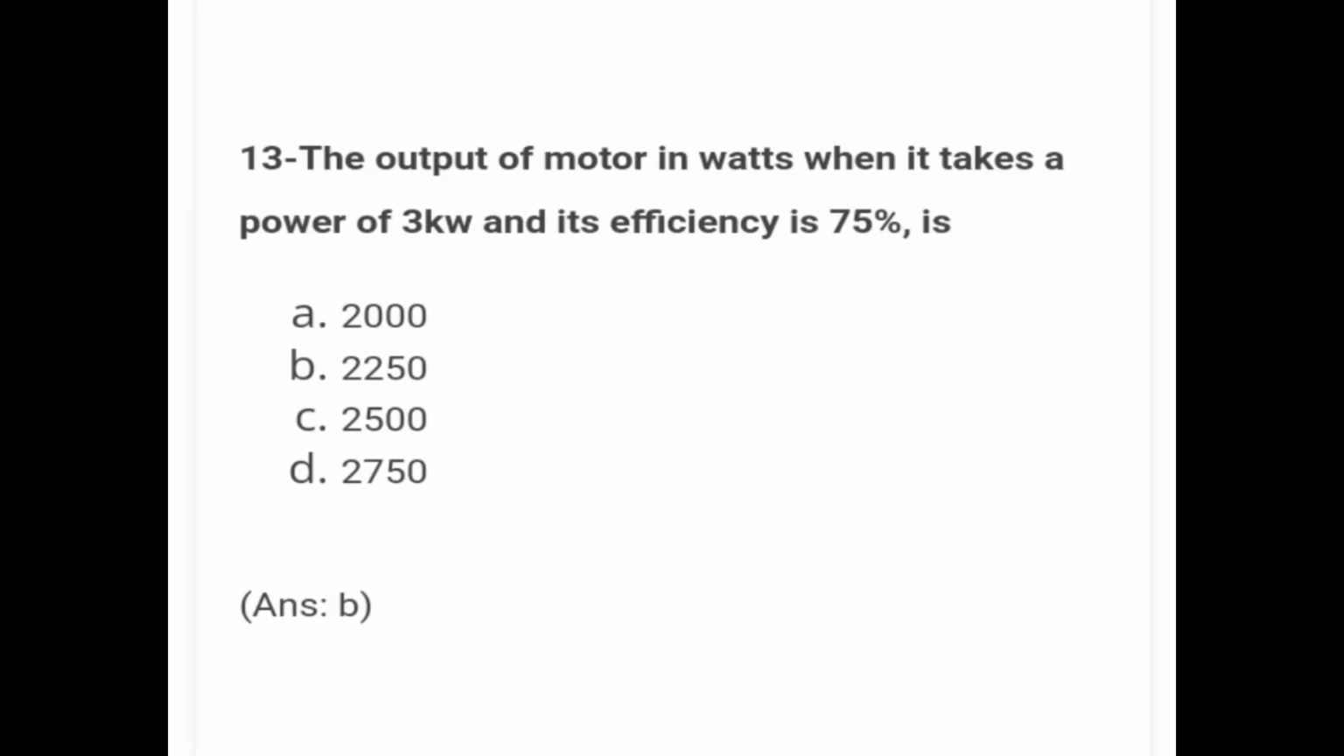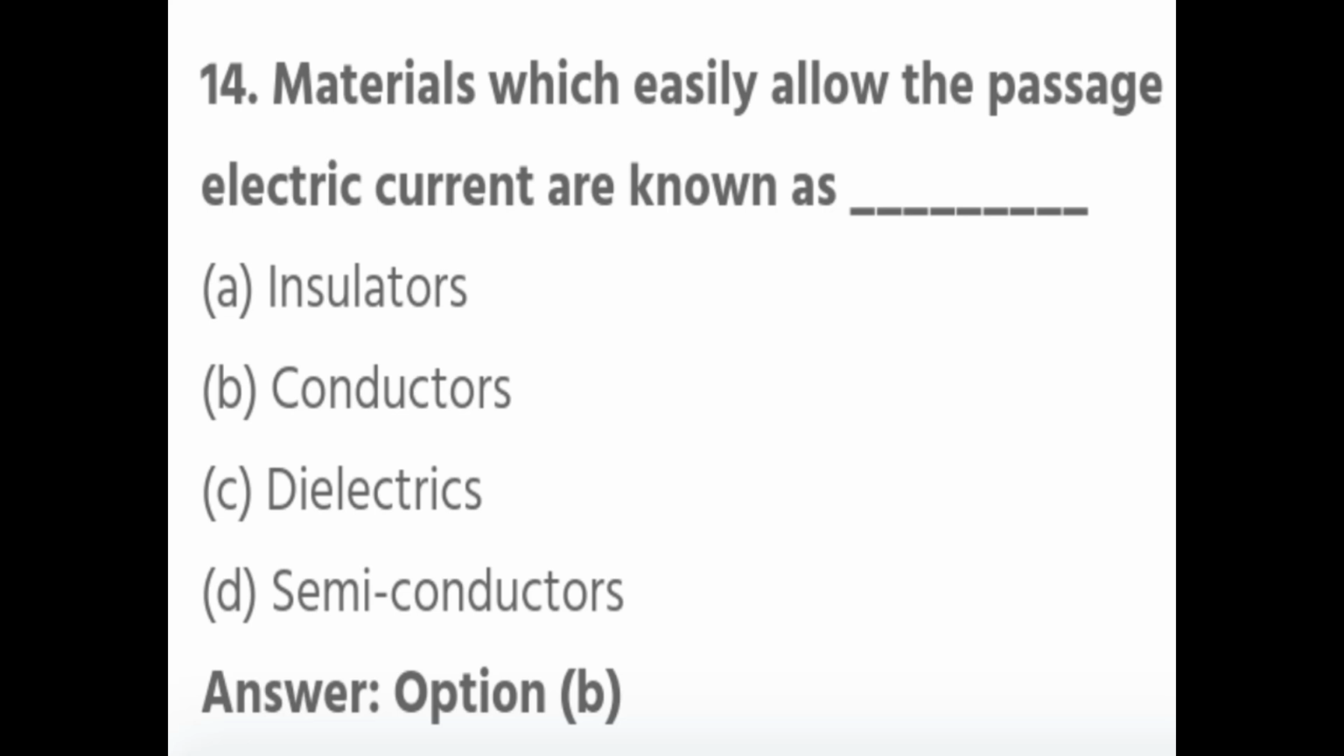Next question is, the output of a motor in watt when it takes a power of 3 kilowatt and its efficiency is 75% is 2000, 2250, 2500, 2750. So option B is correct, that is 2250. The output of a motor in watt when it takes a power of 3 kilowatt and its efficiency is 75% is 2250. Next question is, material which easily allows the passage of electric current is known as insulators, conductors, dielectrics, semiconductors. So option B is correct, that is conductors. Material which easily allows the passage of electric current is known as conductors.